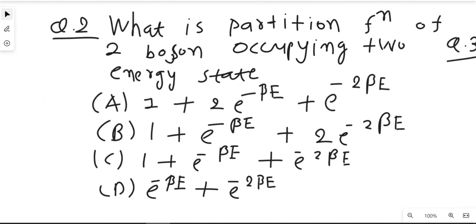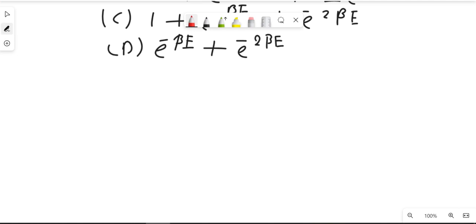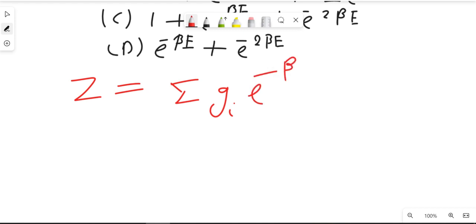Then the second question is: what is the partition function of two bosons occupying two energy states. So here we are asked for the partition function. As we know, the formula of the partition function is Z equals sigma g_i e raised to minus beta E_i, where g_i is the degeneracy factor, beta is 1 upon kT and E_i is energy.